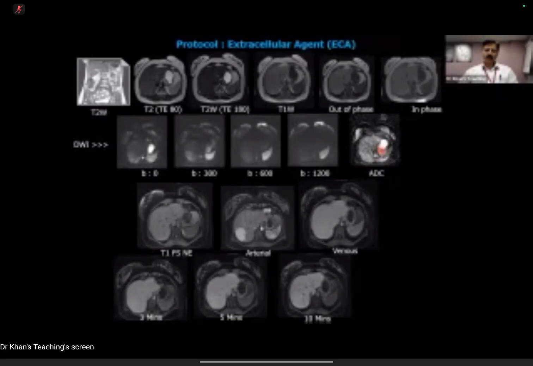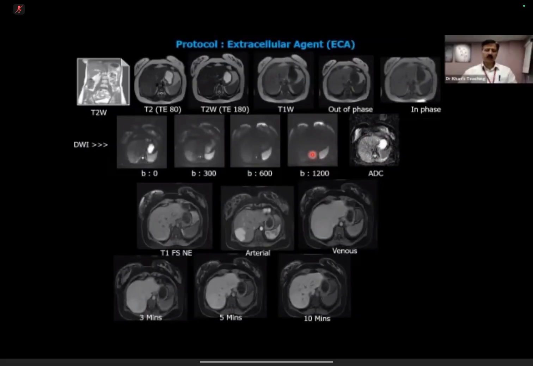Now the ADC map itself, unlike the ADC map of the brain, is very tricky, and there is a bit of physics and a lot of noise and things like that. So don't think that in every case you will see an ADC which is black to your eyes just like the brain. At times you don't even see the ADC, you just pick up what is bright on high B value and call it restricted diffusion.